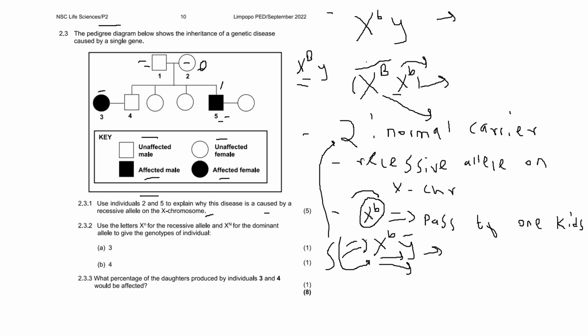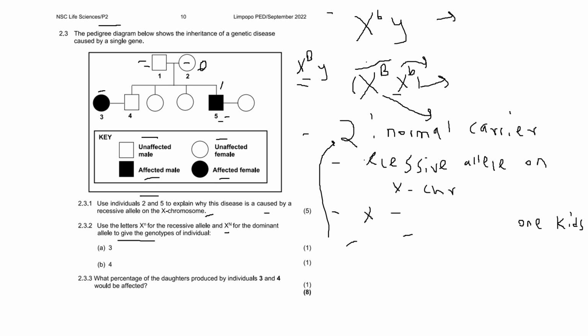Use the letters XN for the recessive allele and X big N for the dominant allele to give the genotypes of the individuals. Now we've been told to use letters N. Okay, that's fine. Let's get some space to show the different combinations. We've been told that small n is the one that causes the condition, but big N won't cause the condition. So small xn will be the recessive condition, and this one will be the dominant one.